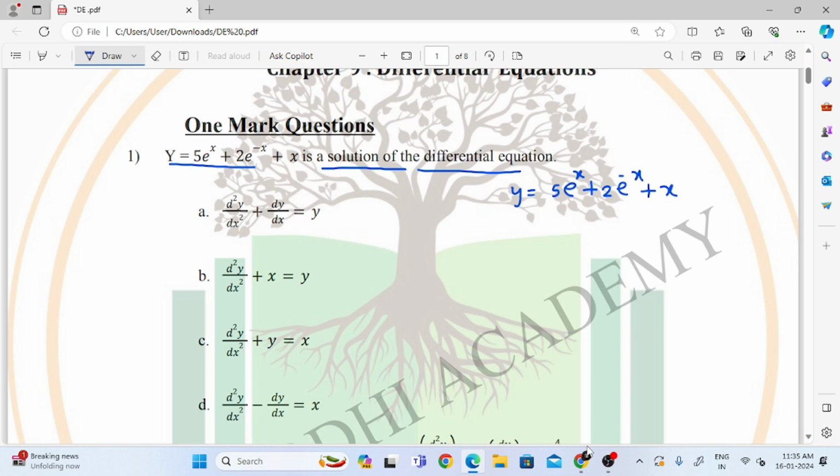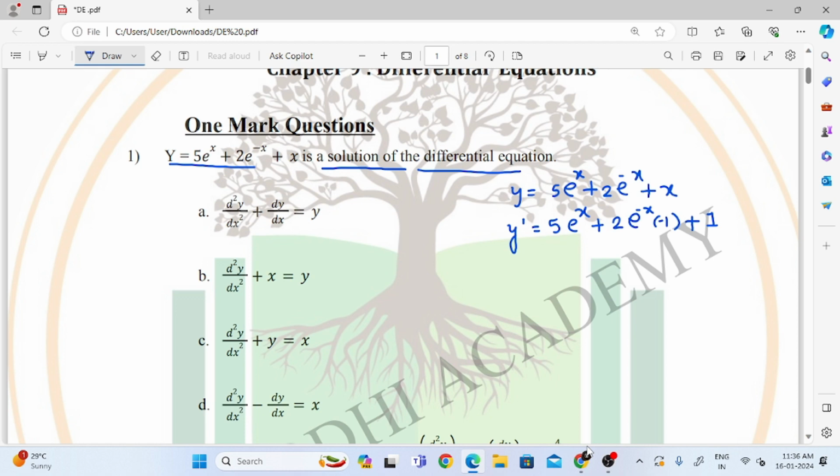The easiest way is to take the derivative. Let's take the derivative of y first, one order. So y dash is equal to 5 as it is, derivative of e raised to x is e raised to x only, plus 2 as it is, and derivative of e raised to minus x is e raised to minus x, and then derivative of minus x is minus 1, plus derivative of x is 1.